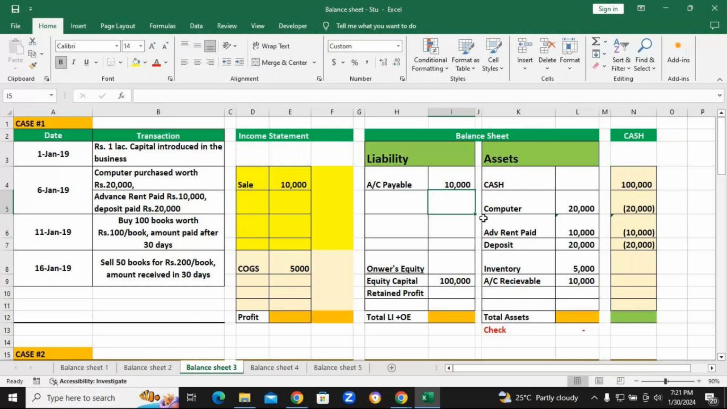Then here I need to calculate the profit. Profit will be sales minus COGS. That will be my profit. Now for retained profit, I will take this profit value. First I need to make the calculations.